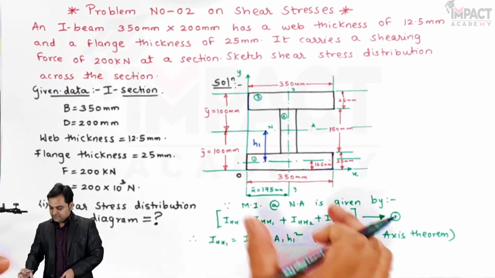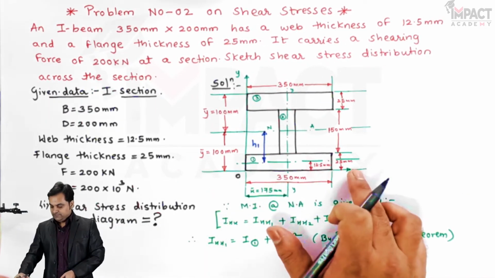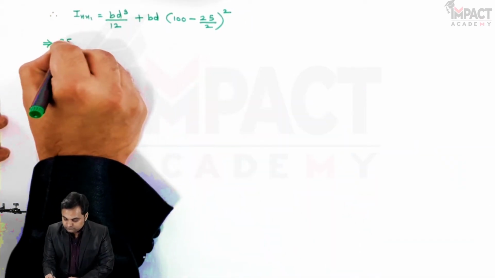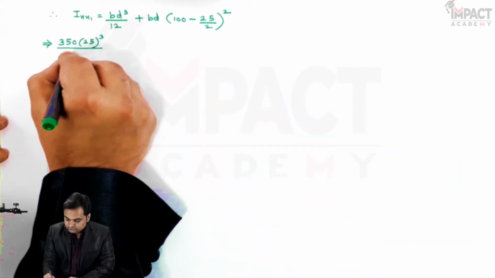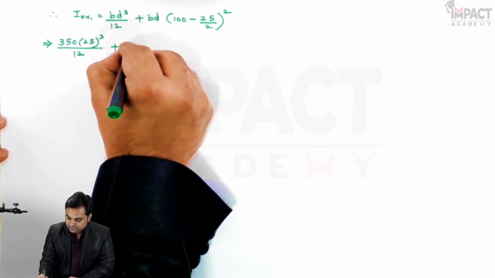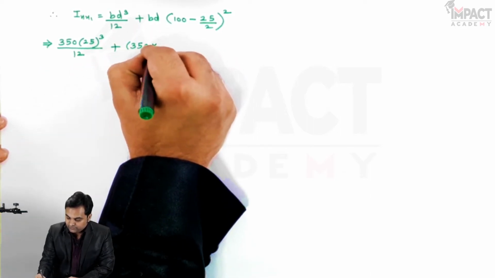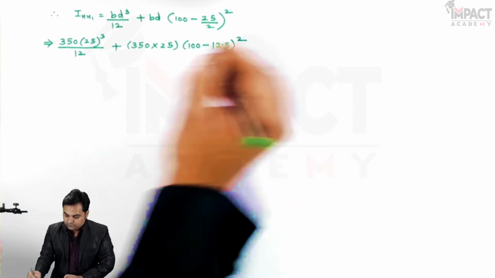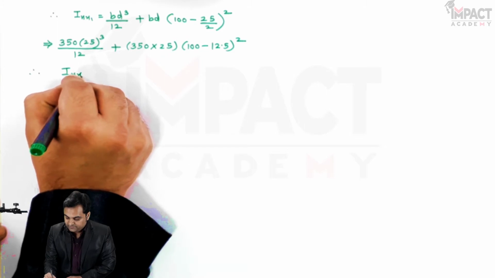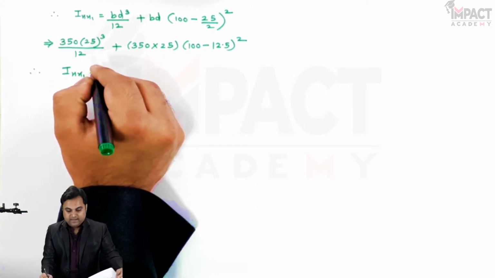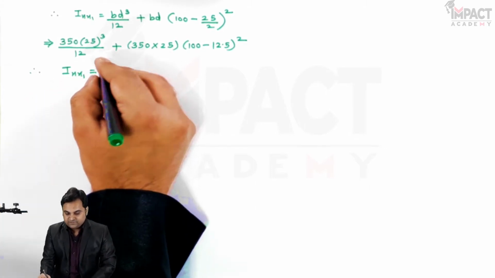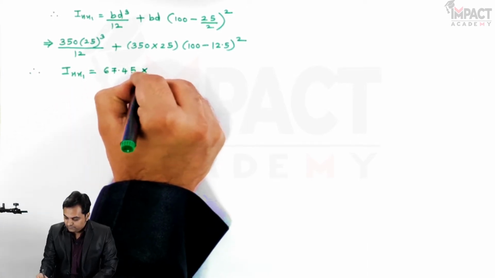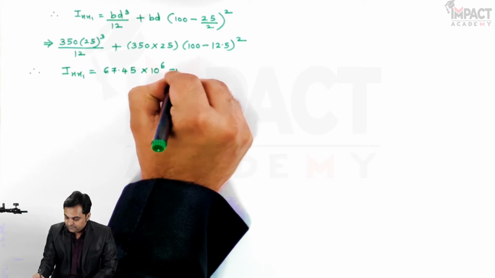Next, putting the values of b and d. Here the rectangle is having b value as 350, d is 25. Then 350 into 25, b into d. So here I would be getting the value of Ixx1 and it comes out to be 67.45 into 10 raised to 6 mm raised to 4.